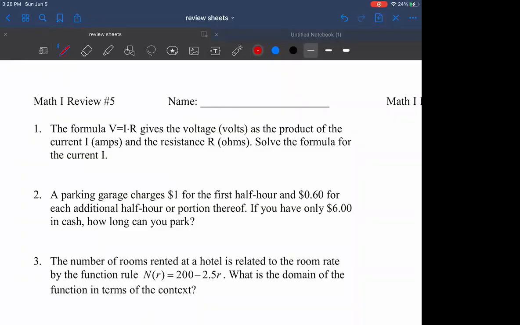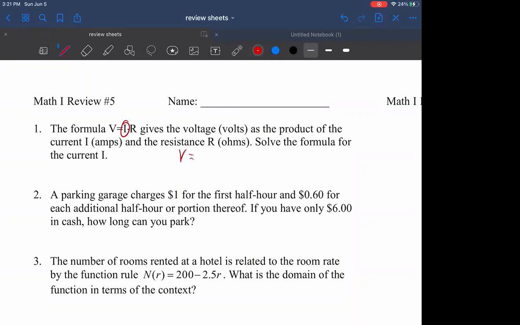Review number 5. The formula V equals I times R gives the voltage in volts as the product of the current I in amps and the resistance R in ohms. Don't worry about understanding all those electrical terms. We will be learning those your sophomore year in POE. But we're given this formula, and they just tell us to solve the formula for the current, which is I. In other words, get that I by itself.